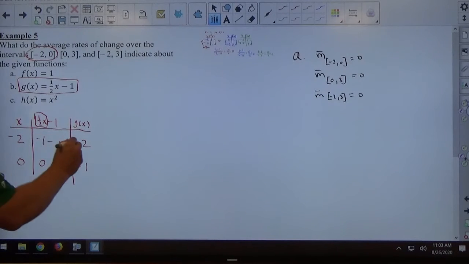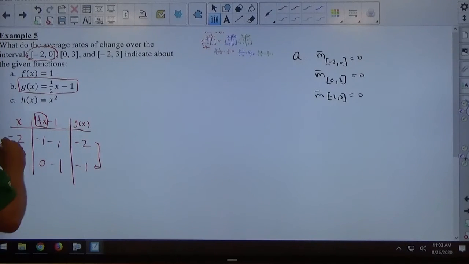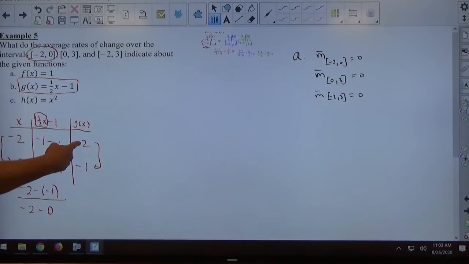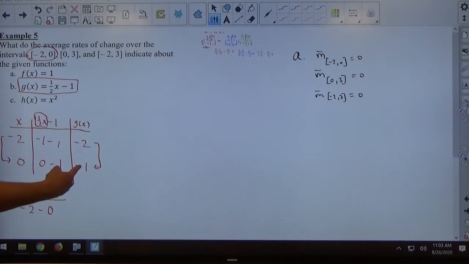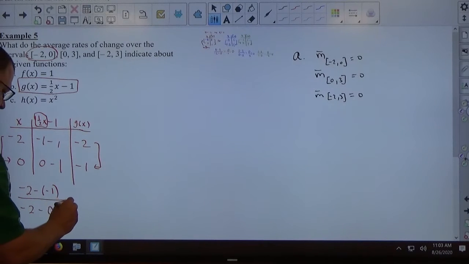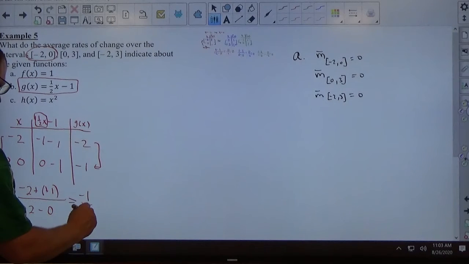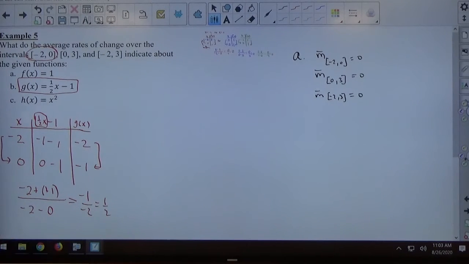So again, I subtract. I'm going to do this subtraction on top, I'm going to do this subtraction on the bottom. So let's see what happens. On top, I'm going to get negative 2 minus negative 1. On the bottom, I get negative 2 minus 0. The first one minus the second one on top, the first one minus the second one on the bottom. And you can see minus 1 here makes plus 1, so that's negative 1 over negative 2, which is positive 1/2.